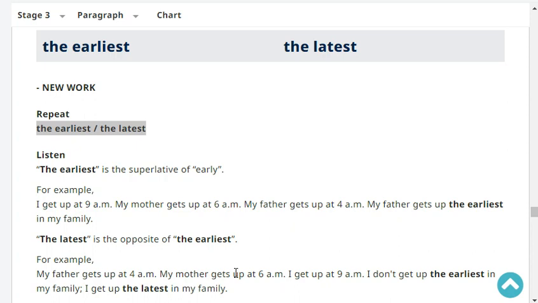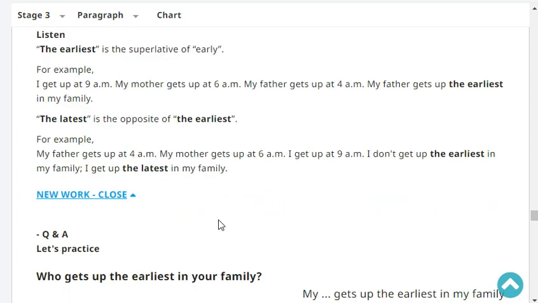For example, I get up at 9 a.m. My mother gets up at 6 a.m. My father gets up at 4 a.m. My father gets up the earliest in my family. The latest is the opposite of the earliest. For example, my father gets up at 4 a.m. My mother gets up at 6 a.m. I get up at 9 a.m. I don't get up the earliest in my family. I get up the latest in my family.